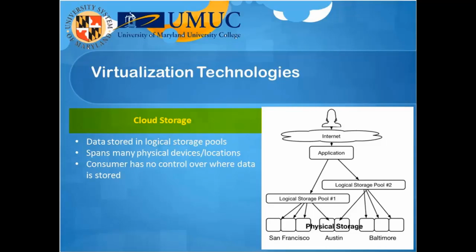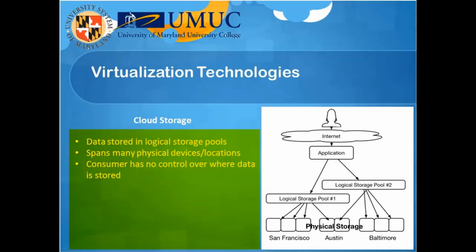Next, let's talk about cloud storage. Data is stored in logical storage pools. This may be a little different if you're used to thinking about your IT department running its own storage servers, its own SAN, its own NAS. These storage devices are logical, and they can consist of physical resources within the same facility. They could be spanning the globe. You just really don't know, and you have no control over where the data is stored. As we get into compliance issues later on in the course, we will talk a little bit about where data might be stored in the cloud.